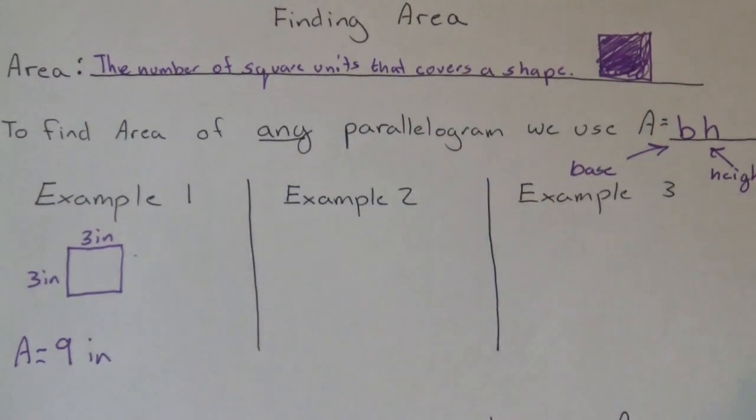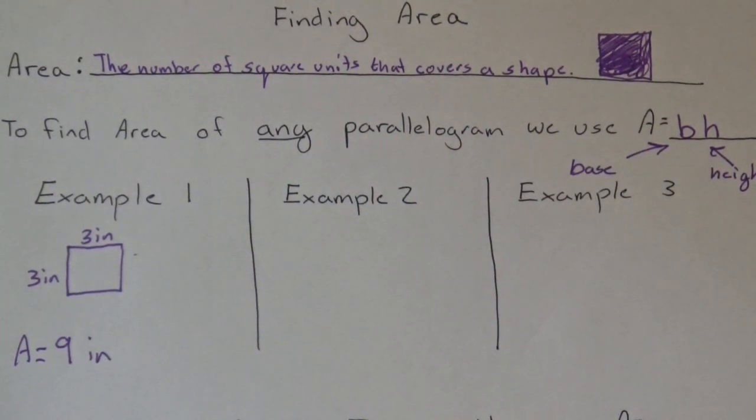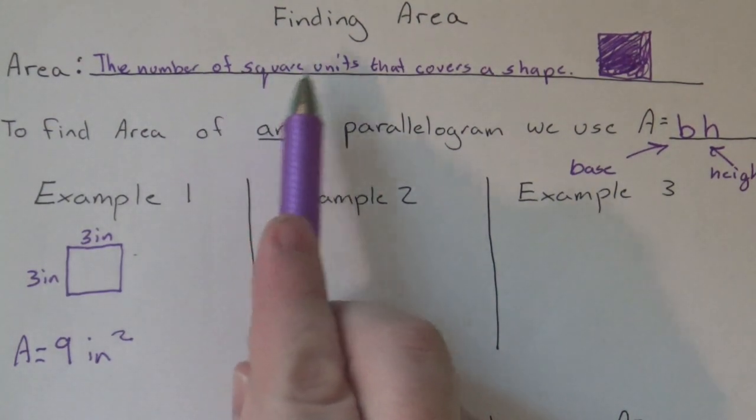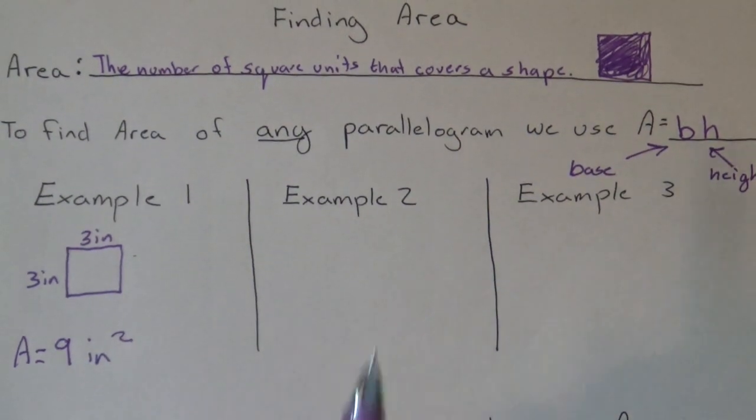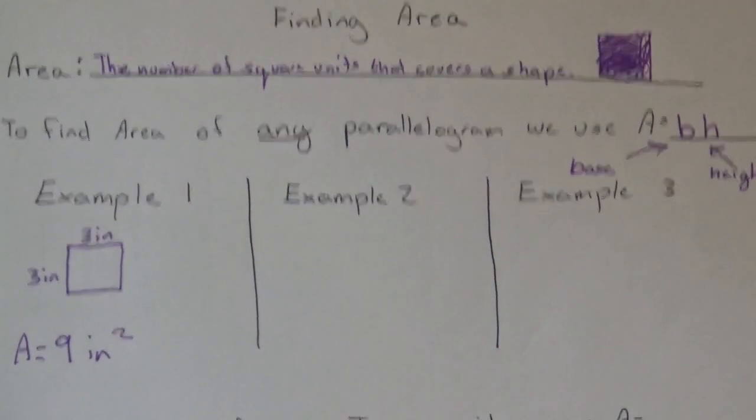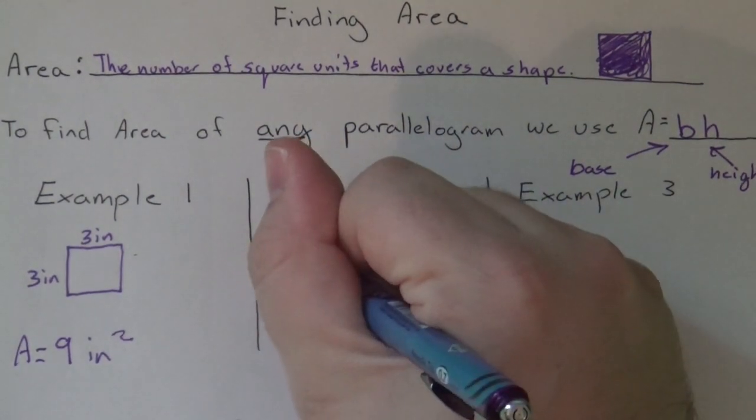A lot of people just put inches as my answer. That's not correct. The correct answer is inches square. Look at the definition that we have. It says square units, and that's what this is. Our units is square inches. So we need to make sure that when we put area, we always say 9 inches square or 9 feet square, etc. All right, so let's just do another one.